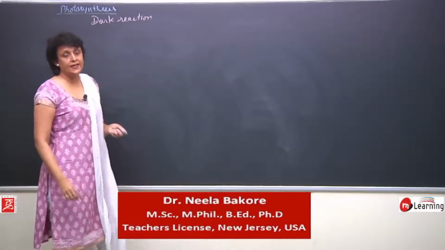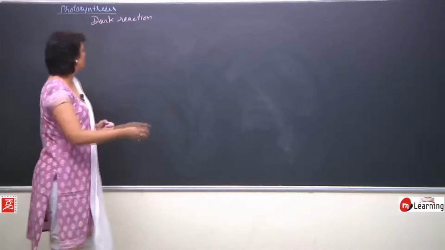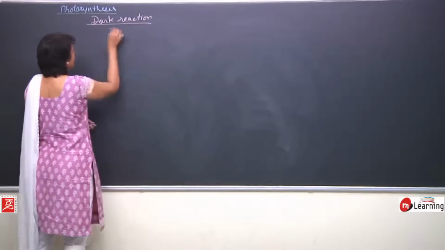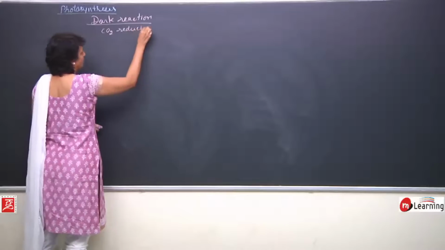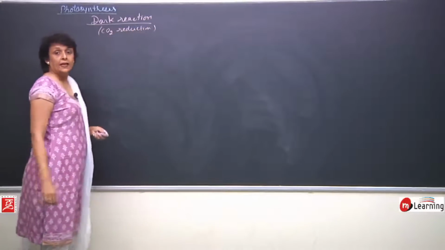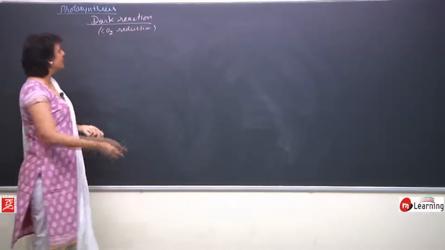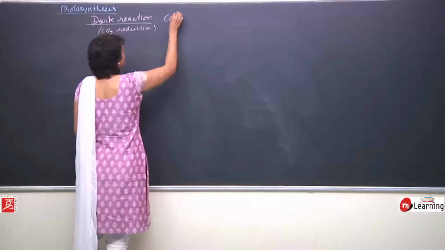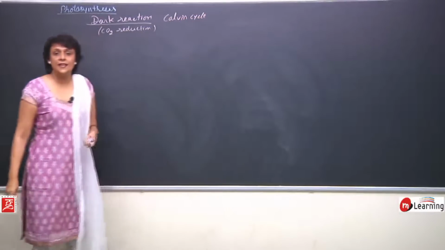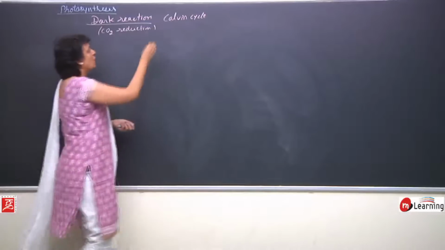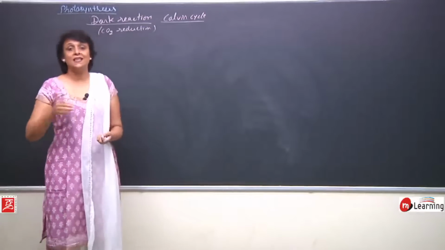Now, in dark reaction, using those two things, that is ATP and NADPH2, carbon dioxide will be reduced. So, basically in dark reaction, carbon dioxide reduction takes place. This dark reaction is also known as Kelvin cycle, named after the scientist Melvin Kelvin, who actually gave us all the steps in which this cycle takes place.